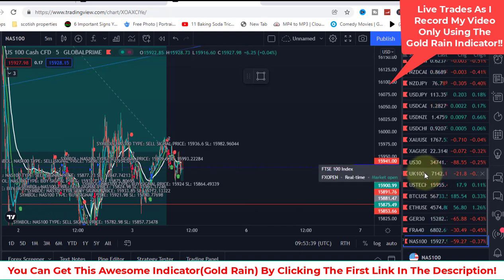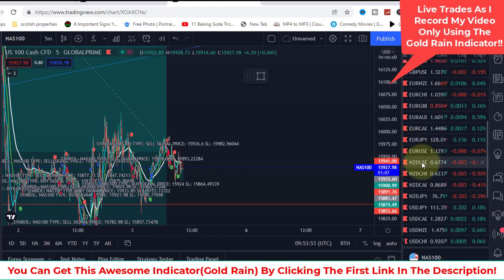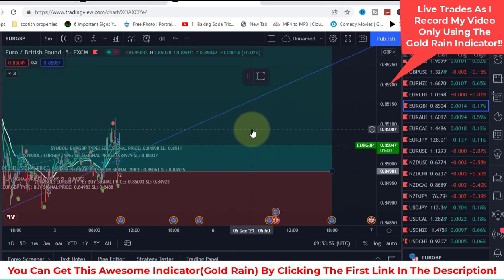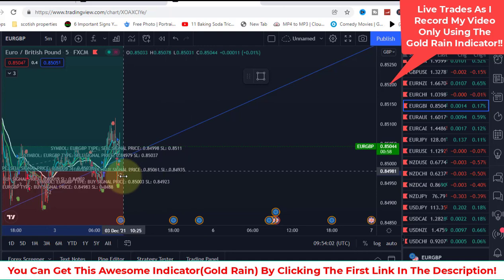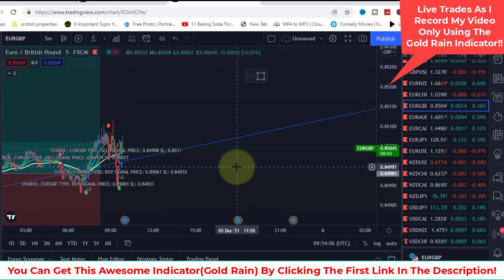I'm going to show you what I did again on my demo account as well. So wait for that. Just wanted to show you, let's say Euro GBP. No, yeah, Euro GBP. Let's try Euro GBP as well. But Euro pairs are a bit tricky.